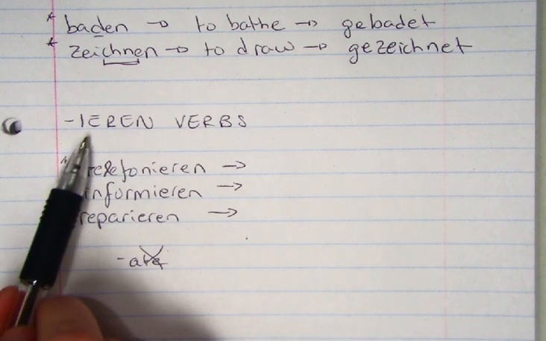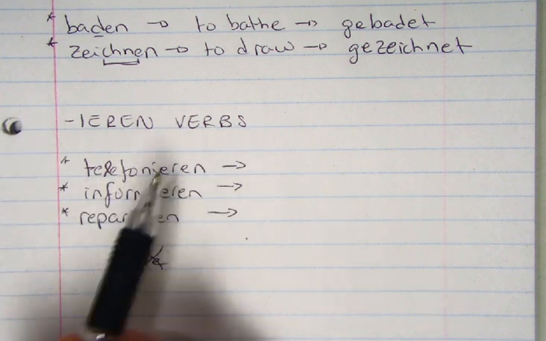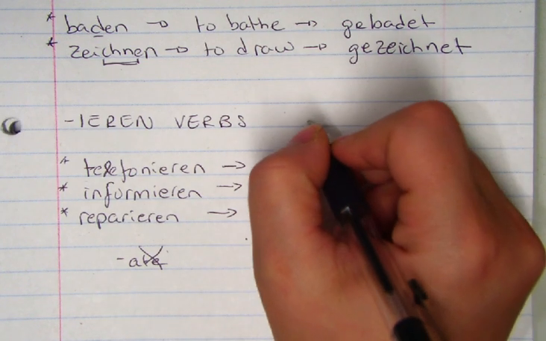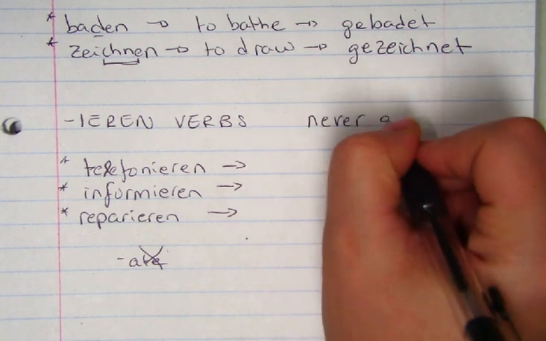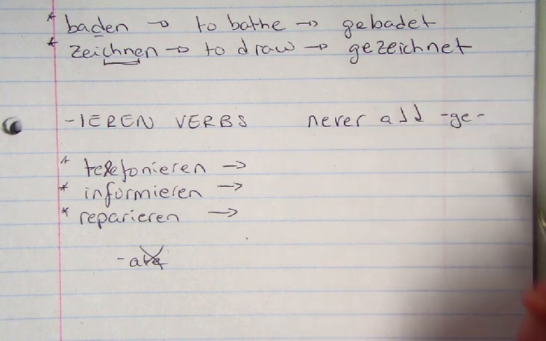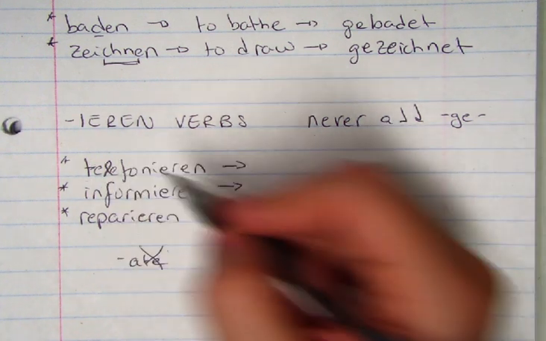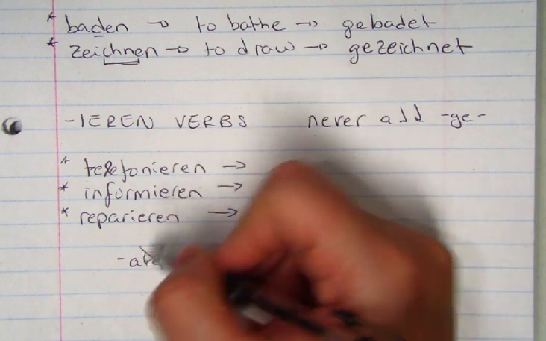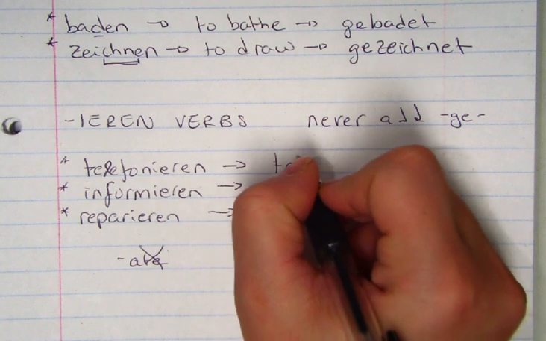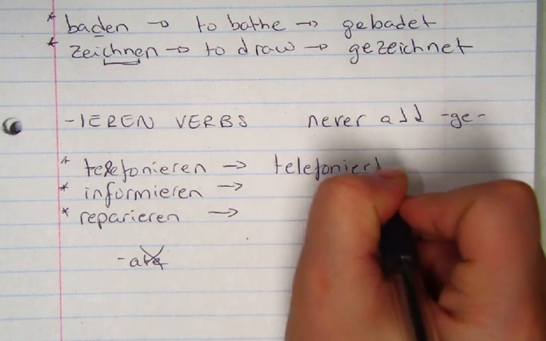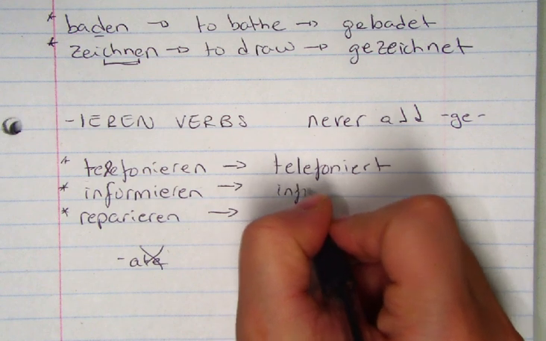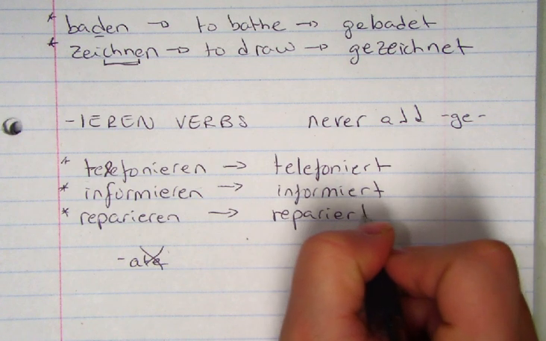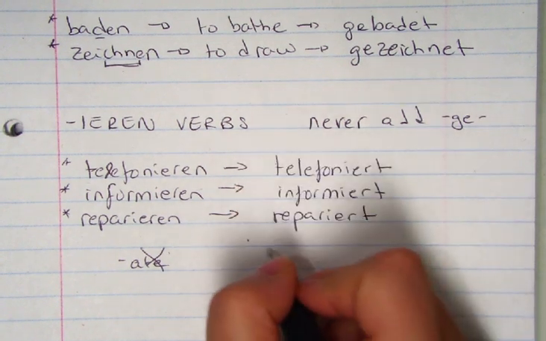The reason these ieren verbs are important for us today is because when you have past participles for them, you never add a GE to them. Never add GE. So they do not get a GE in the front. They are regular verbs though, so the only way to see that they're actually conjugated in some way and not the infinitives is because they end up with a T. So it's going to look like this: telefoniert, informiert, and repariert. And of course, those are all your past participles.